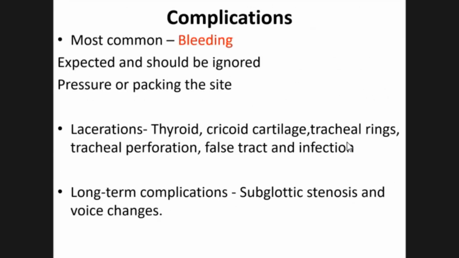So complications, as I told you, the most important is bleeding. It's expected and should be ignored. You can give pressure or you can pack the site. Other lacerations, like of the thyroid or cricoid cartilage and tracheal rings, can occur. False tract is also common. Long-term complications like subglottic stenosis are also common. So once we secure the cricothyrotomy, we can leave it only for 24 hours maximum. This has to be followed by a definitive airway, preferably a tracheostomy.